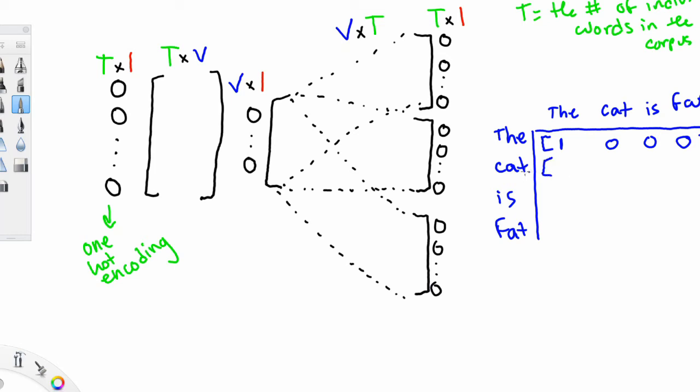Now for cat, well, the cat vector does not represent the. It does not represent is, and it does not represent fat. It only represents cat. So the one-hot encoding for cat is 0100. Now you can probably see where this is going, because the is vector should not represent any other words than is. And so basically the word that it represents is only denoted by the index at which the 1 is located. So you can see how this wouldn't convey any meaning, but it is going to be useful for telling us which word we're starting with.